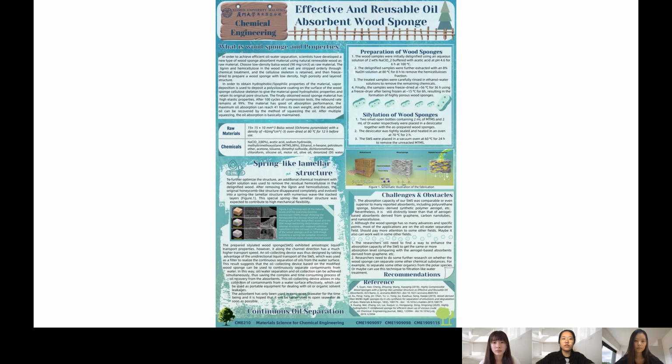Now I will bring you some challenges and the recommendations of the wood sponge. Because of their amphiphilicity, the prepared wood sponge absorbs both water and the silicon oil drops, making them unsuitable for selective removal of oils from oil-water mixture. The researchers added a cellulating agent, and after cellulation, the highly porous spring-like lamellar structure of the wood sponge was well retained. The absorption capacity of our SWS was comparable or even superior to many reported absorbents, including polyurethane sponge and so on.